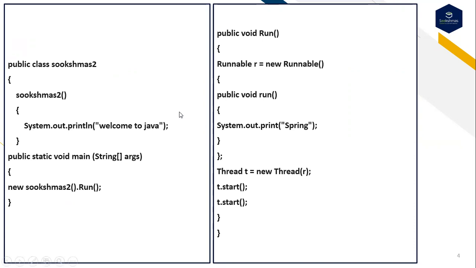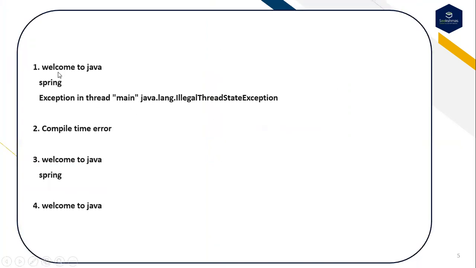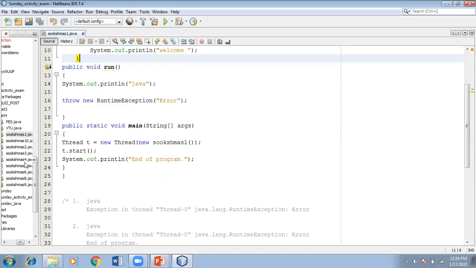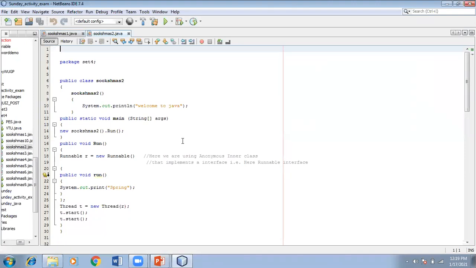And these are all the possibilities of the options. Welcome to Java, then followed by Spring, and followed by the IllegalThreadStateException. The next option is compile time error. The third option is welcome to Java, and followed by the string. And the fourth option is welcome to Java. Then I will execute this second program and I will show it to you.